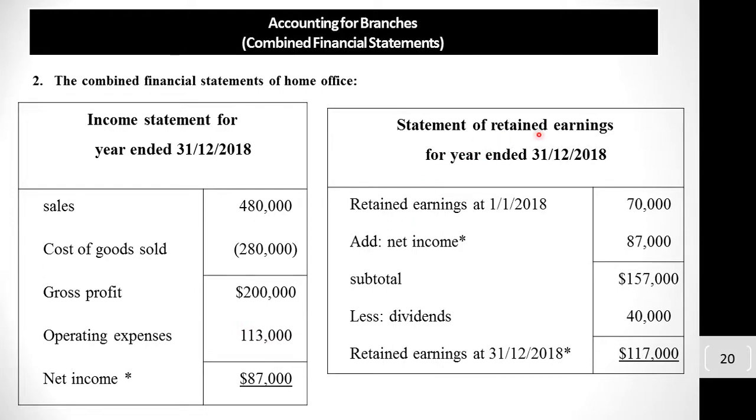Then you're gonna move to the retained earnings or the owner's equity statement. We start with the capital at the beginning equal to 70,000, and you're gonna add the net income that you calculated here. You're gonna take the net income from here and place it here. 70 plus 87 equals 157,000, less dividends. It is given in the combined column for 40,000, equals retained earnings, or the ending balance of retained earnings, equals 117,000. Then we move to the balance sheet.